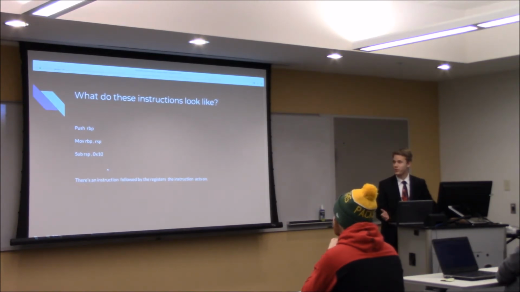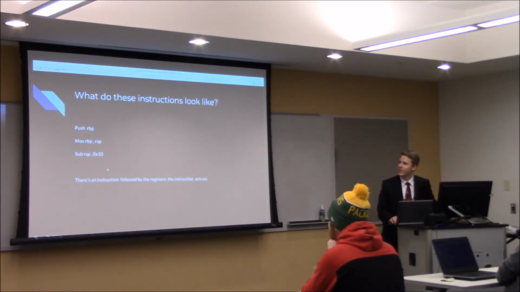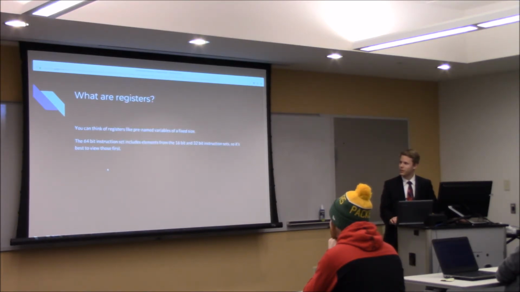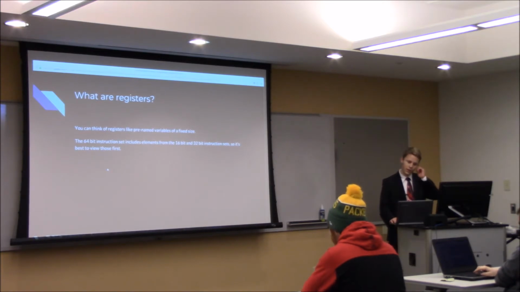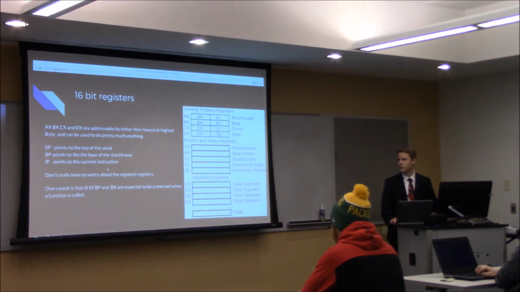So what do assembly instructions look like? They look like that. You have an instruction followed by some operands, and those operands are registers. So what's a register? You can think of them like variables that are pre-named and of a fixed size. The 64-bit instruction set includes elements from the 16-bit and 32-bit instruction sets from Intel. So if you want to learn 64-bit instructions, it's best to view those first.